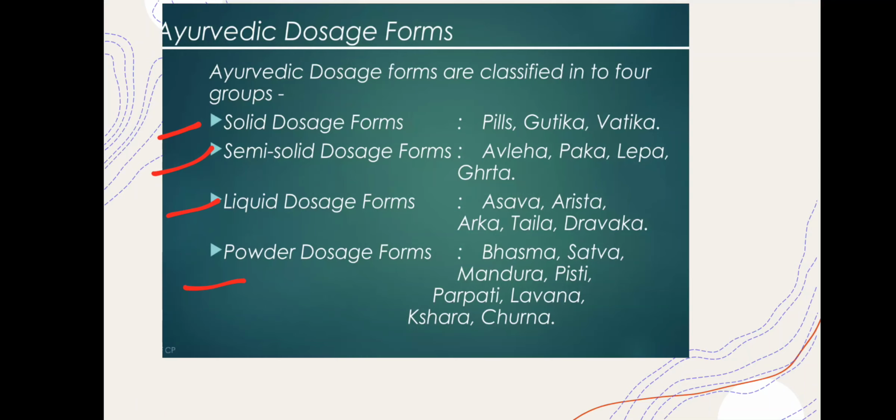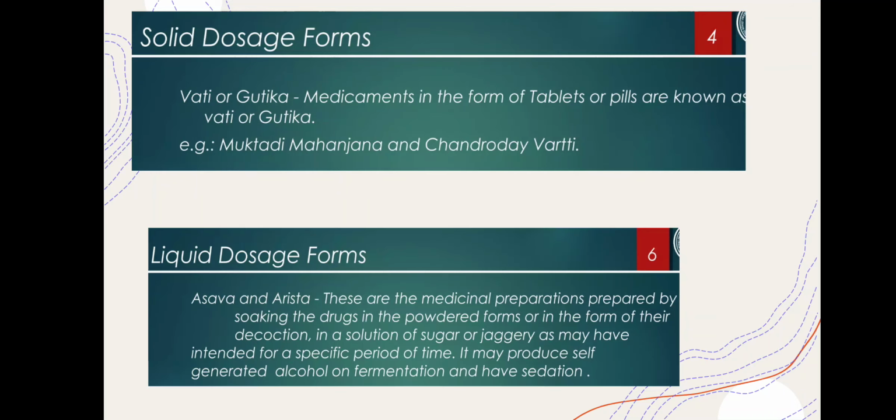In solid dosage form: pills, gutika, vatika. Examples of semi-solid: avleha, paka, lepa, then gharta. Then liquid dosage form: asava, arishta, arka, taila. Powder: bhasma, satwa, mandura, pisti, parpati. Just to remember churna, remember at least 2 examples. Solid dosage form, here vatika or gutika. Medicaments in the form of tablets or pills are known as solid dosage form in Ayurveda. Example is vati or gutika.